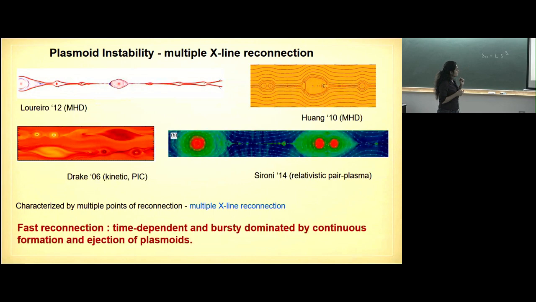So the one thing that I want you to note is this particular reconnection is characterized by the fact that there are multiple points of reconnection, as opposed to the Sweet-Parker case where you had reconnection happening only at a single point. So it's also known as the multiple X-line reconnection.